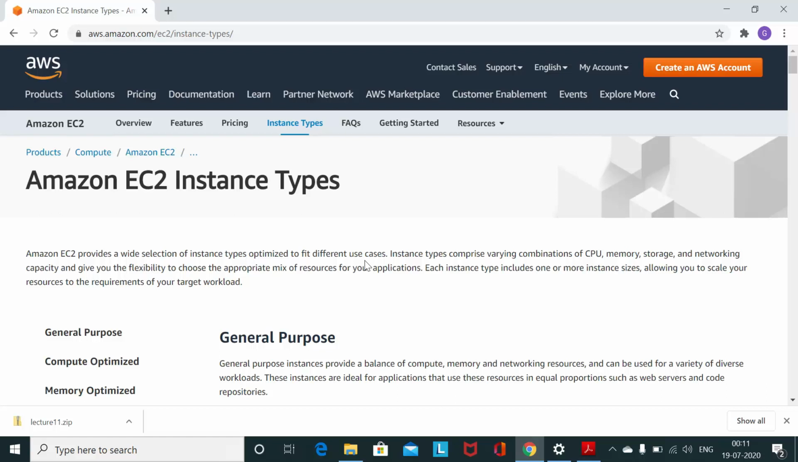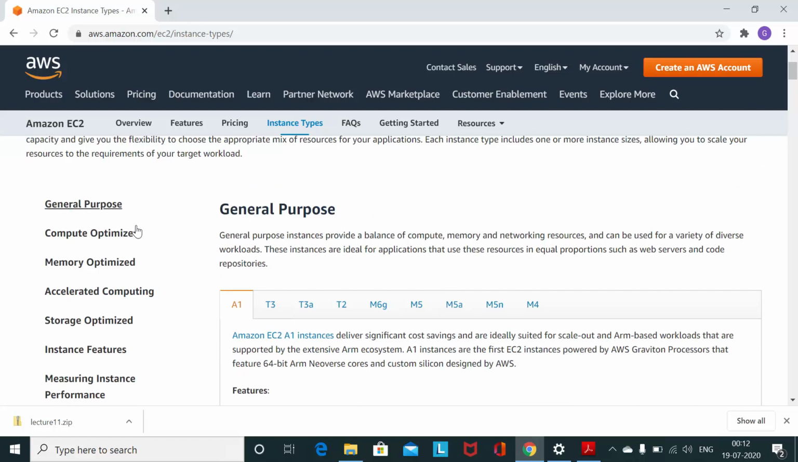So what does an instance type comprise of? It comprises varying combinations of CPU, memory, storage, and networking capacity to give the flexibility to choose the appropriate mix of resources for your application. So when a user wants a virtual machine, the user can choose what the configuration of the CPU should be, how much memory it wants, what storage should be available, and the networking capacity. And to do this, there are many instances which are predefined by Amazon. Let us look at these one by one.